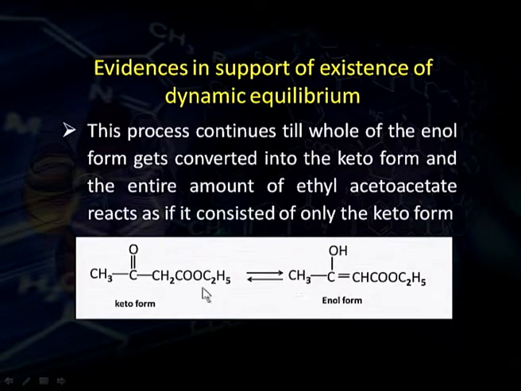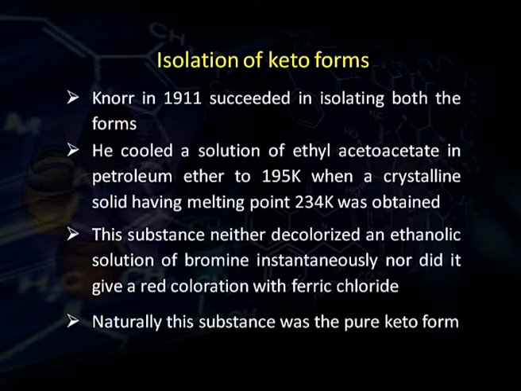This shows that these two forms show dynamic equilibrium. Ethyl acetoacetate exists in two forms, keto form and enol form. That has been proved beyond doubt, and they remain in equilibrium. But these were isolated only in 1911 by Knorr.